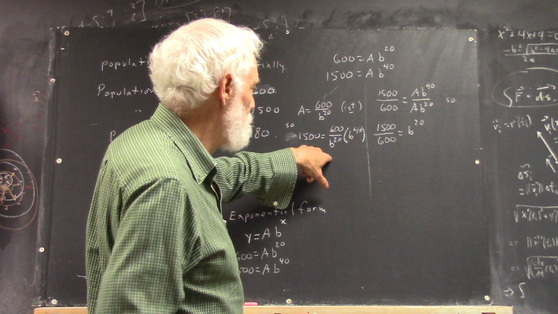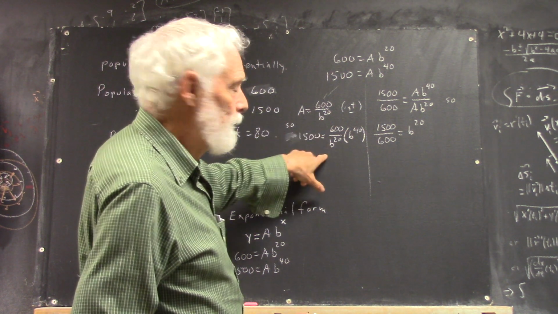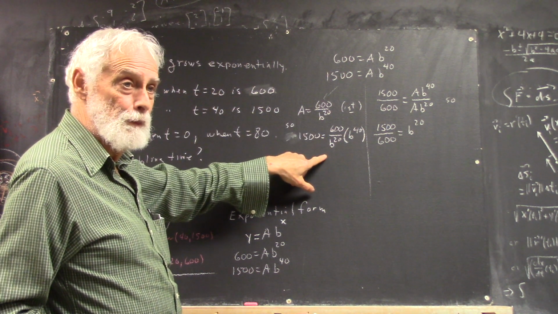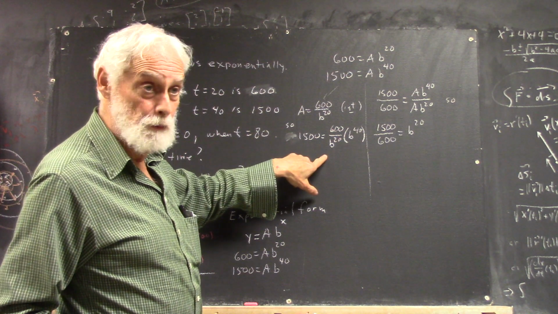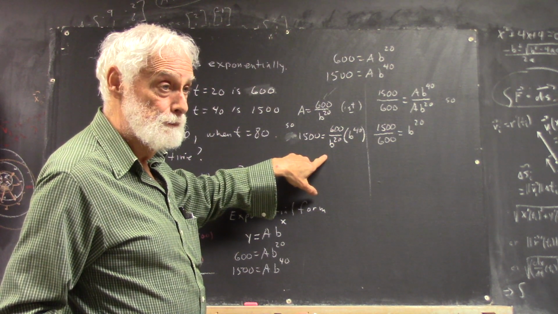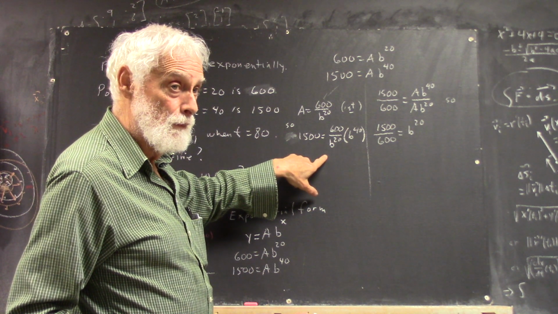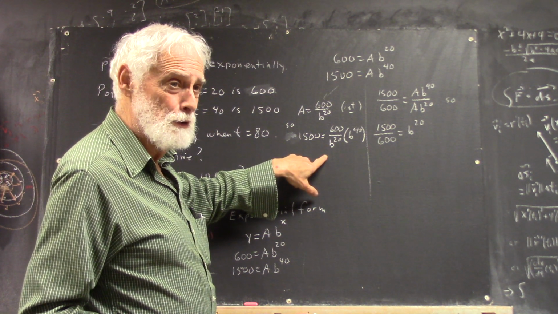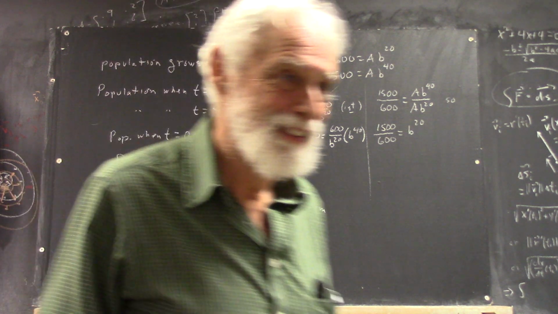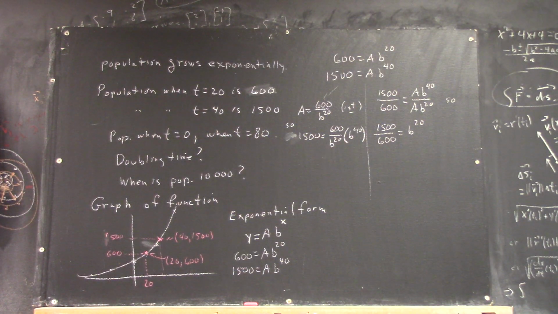Well, you take this one, what's the next step in simplifying this one? What are we going to do? You just distribute the b to the 40th. So you just distribute the b to the 40th now. So then you'd be left with 1500 equals 600 times b to the 40th over b to the 20th.